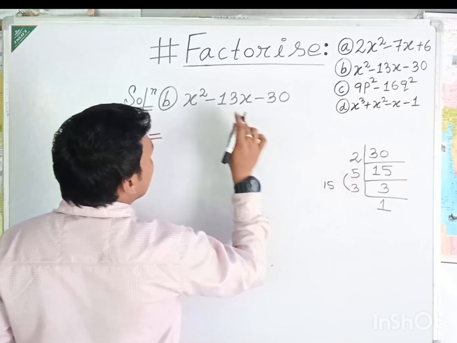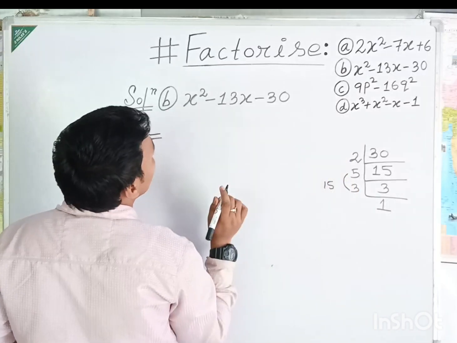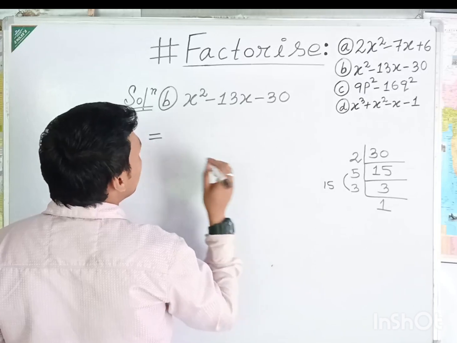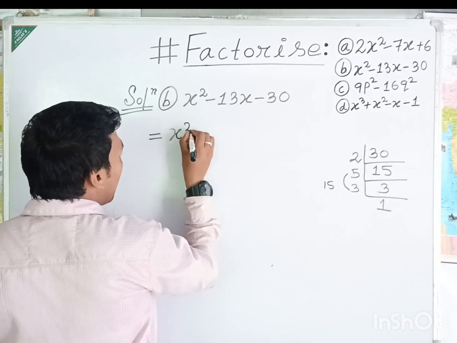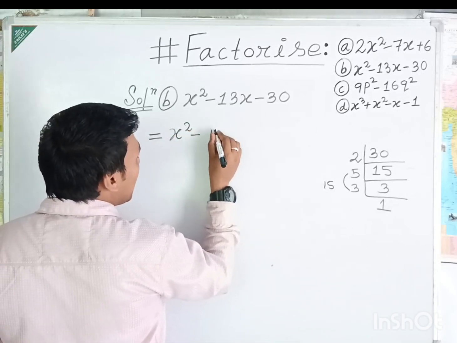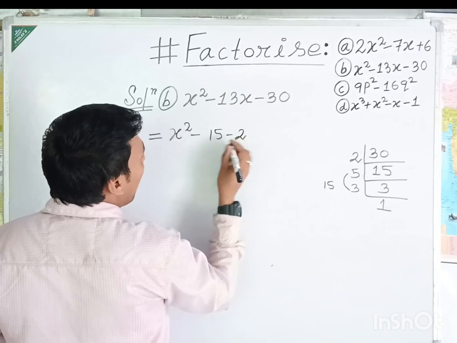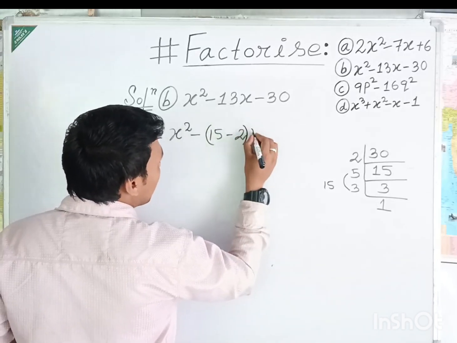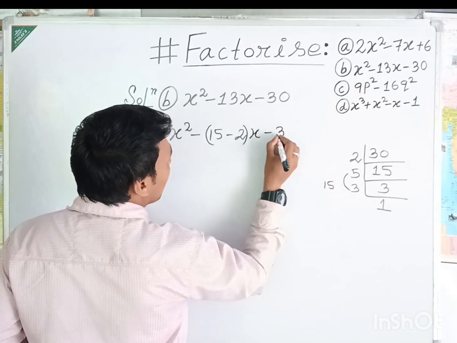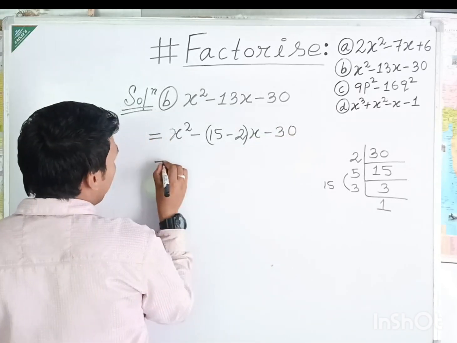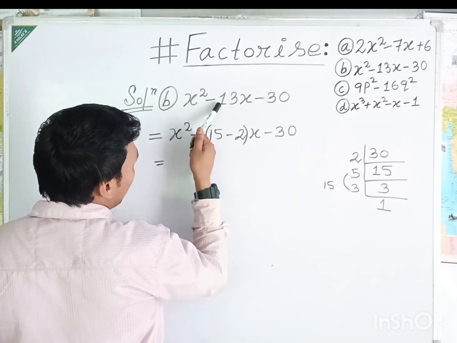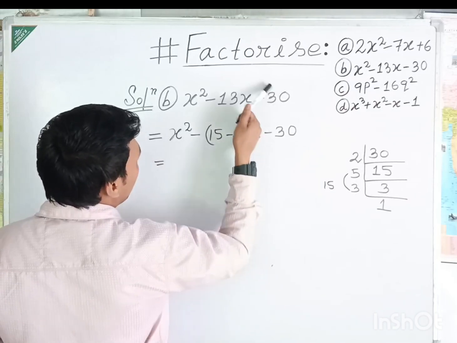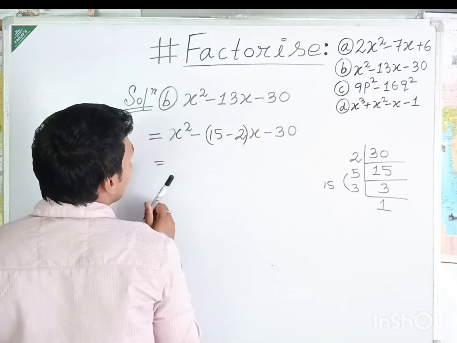So 15 minus 2 is 13, and 15 2s are 30. So I can take x squared minus 15 minus 2, if I do, then I'll get 13. X I'll write same as it is, minus 30. Now when you do minus, you'll get 13. And if you multiply these two numbers, 15 and 2 make 30, so it matches. So I can use this.